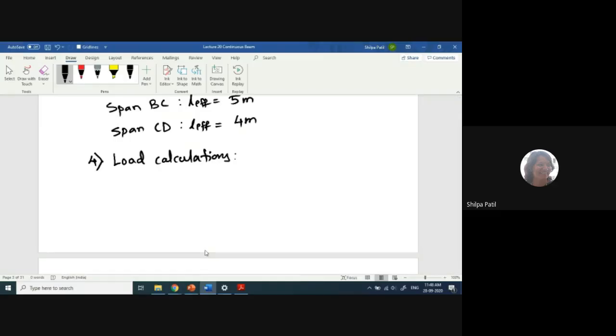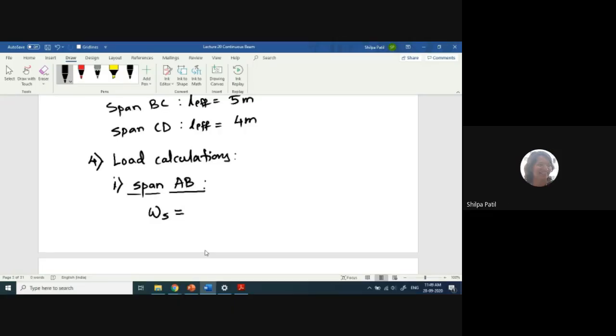Okay, so let us consider here span AB. For span AB, we have to first calculate the load acting on the slab, the load from the slab. So we denote it as WS. How to calculate this now? Load acting on a slab: self weight plus floor finish plus waterproofing plus live load. Self weight plus waterproofing load plus floor finish and live load.